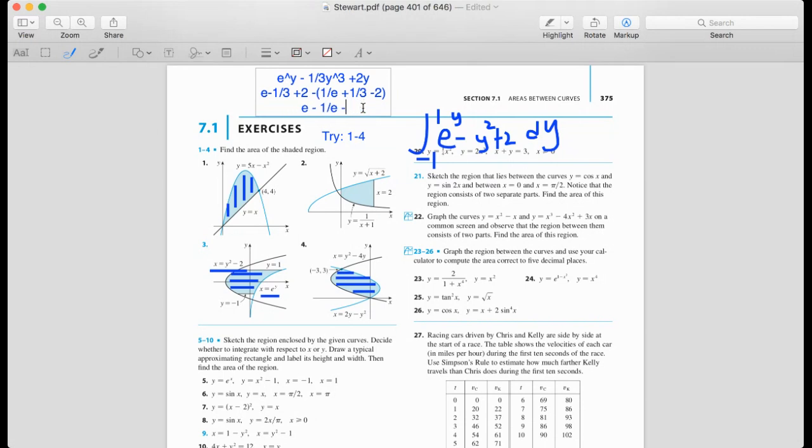So this just becomes plus 1/3. Okay, does this make sense? Yeah, a little. I'm getting it. All right. Okay. Just keep practicing.